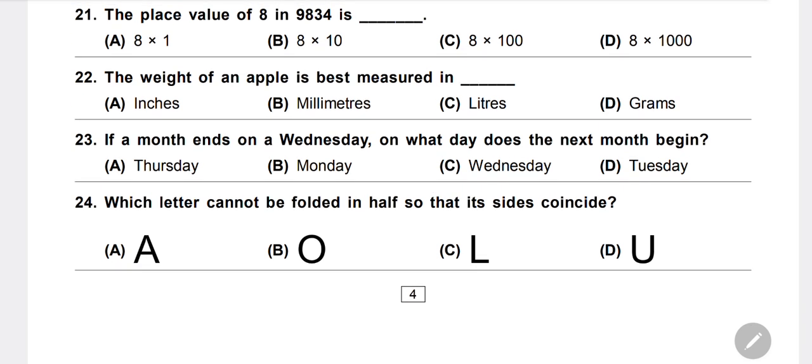The weight of an apple is best measured in what? Let's see. An apple is a weighted object, and a weighted object is always measured in grams. So our answer is this one. Liter is used for liquid measurement, maybe milk, water, oil.